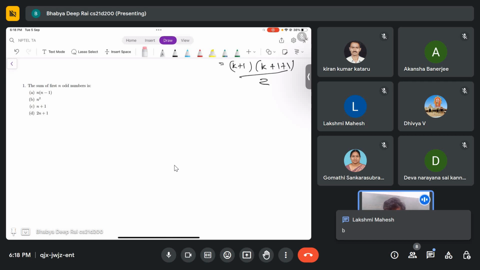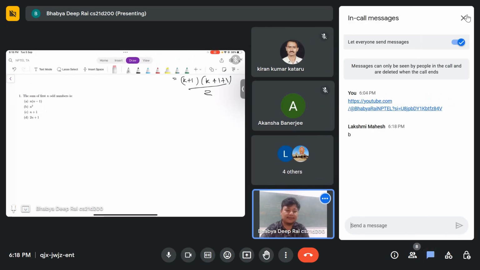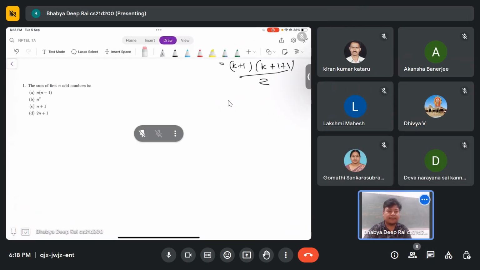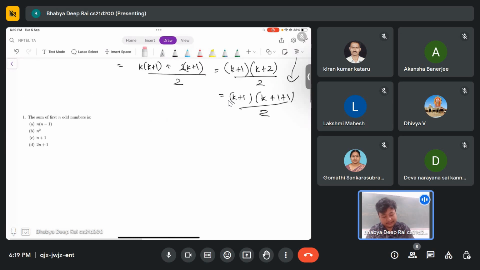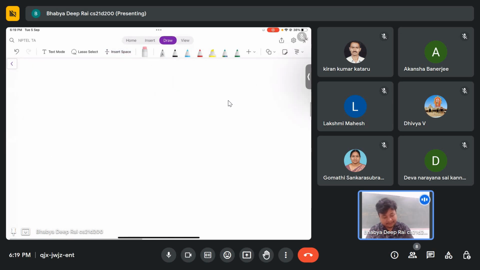Lakshmi says B. What is B? B is n square. The answer is n square. The answer is B. That's correct. Let me reduce the space. I don't need so much space here. So the answer is B.